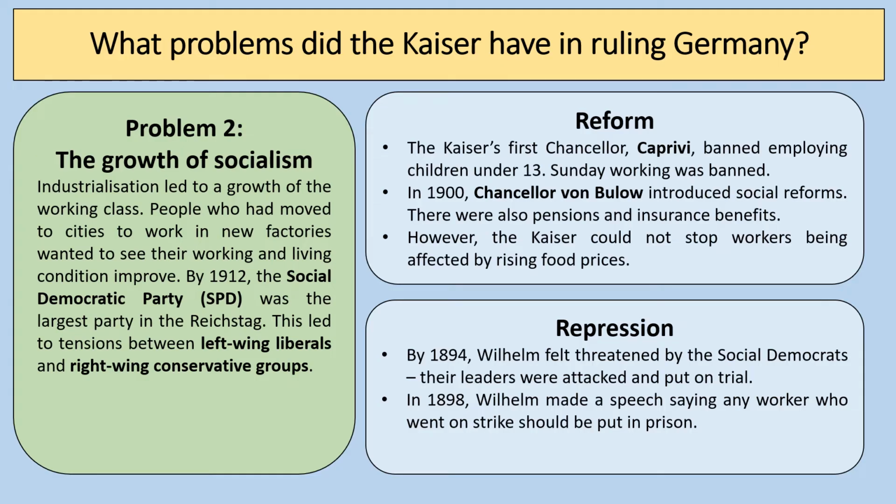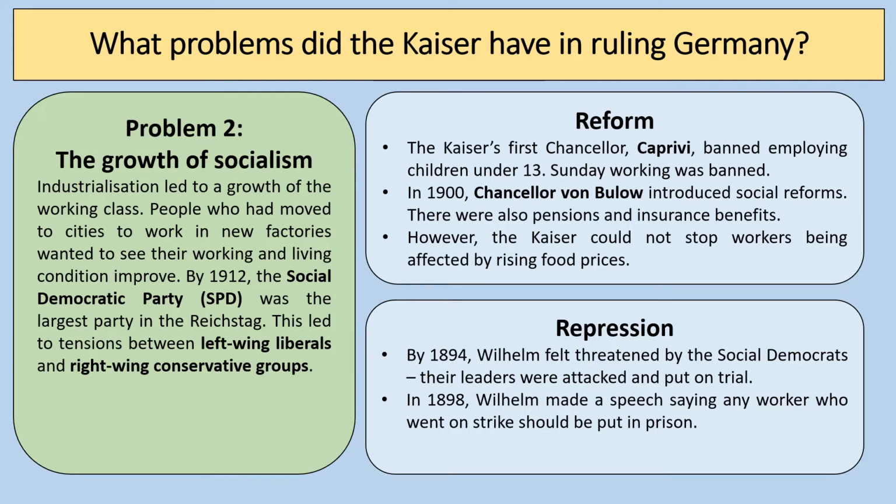But one of the problems the Kaiser really had, which he couldn't really do much about, was rising food prices in the early 1900s. And that was a real problem. That was creating real poverty for people within Germany during this time. The Kaiser also responded with repression. So in 1894 is when he got rid of Caprivi as Chancellor. He was a more reform-minded Chancellor, Caprivi.